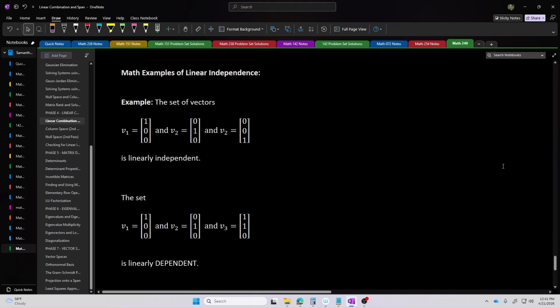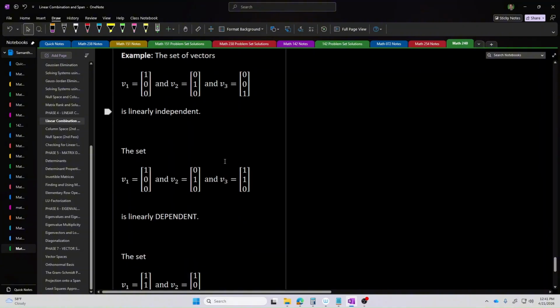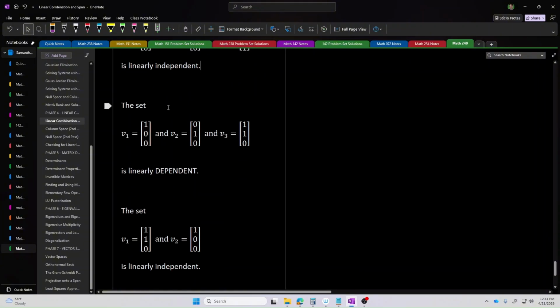So let's return to our previous examples and talk about them in the new language. The vectors that we saw, v1 equals (1, 0, 0), v2 equals (0, 1, 0), and v3 equals (0, 0, 1). These vectors are linearly independent because when we examined the span, these three vectors spanned all of three-dimensional space. By contrast, this set, (1, 0, 0), (0, 1, 0), and (1, 1, 0), these vectors were linearly dependent.